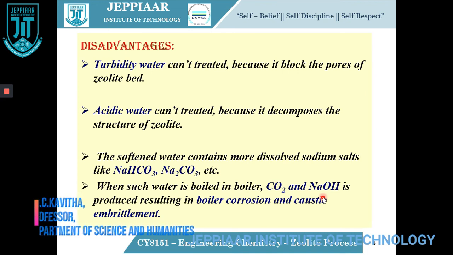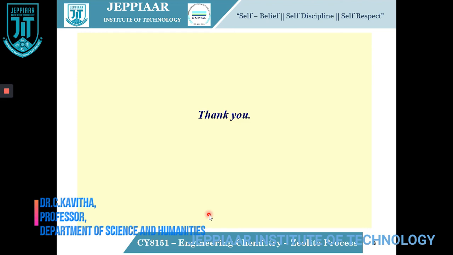And already we know that the outlet water contains sodium ions in it. So when sodium salts like sodium bicarbonate and sodium carbonate are present and this softened water is used in the boiler, it will produce carbon dioxide and sodium hydroxide as products, causing boiler corrosion and caustic embrittlement. Finally, it may also lead to the explosion of the boiler. So these are all the main disadvantages of the zeolite process.